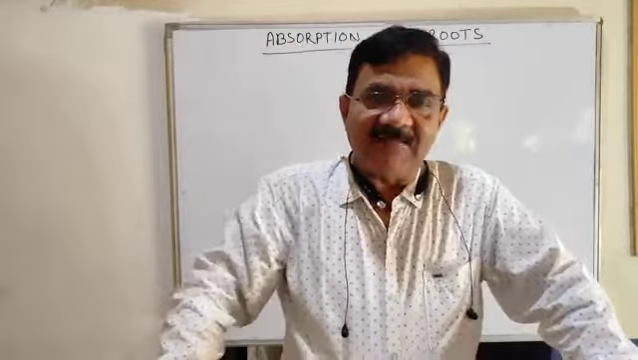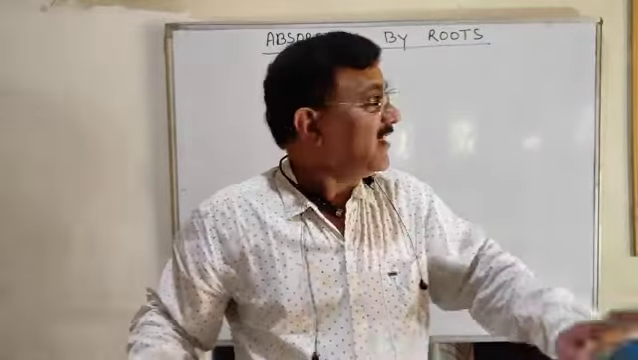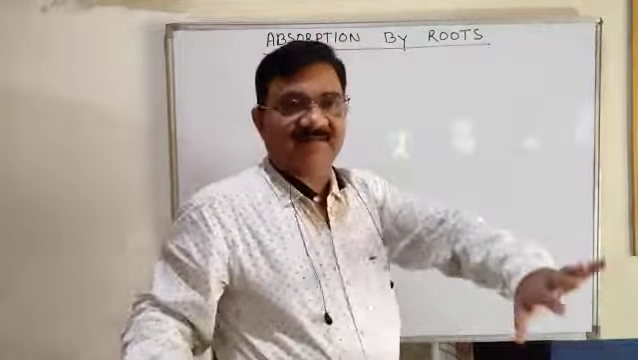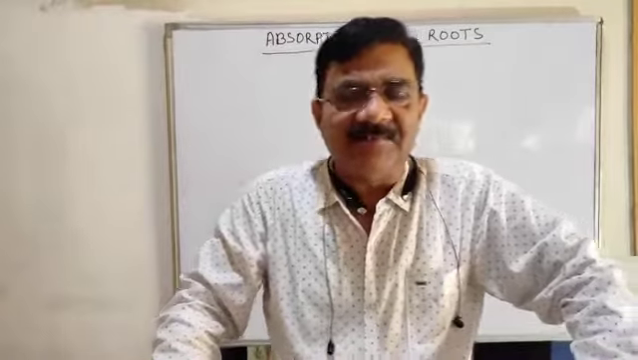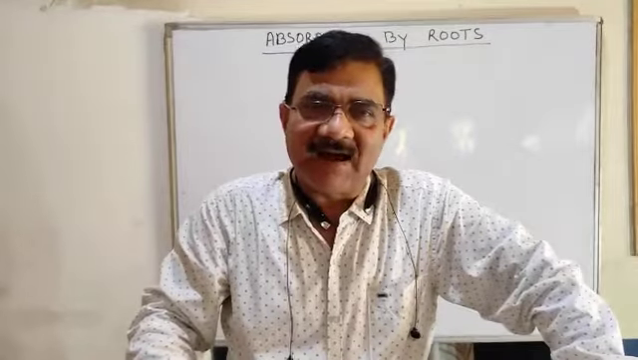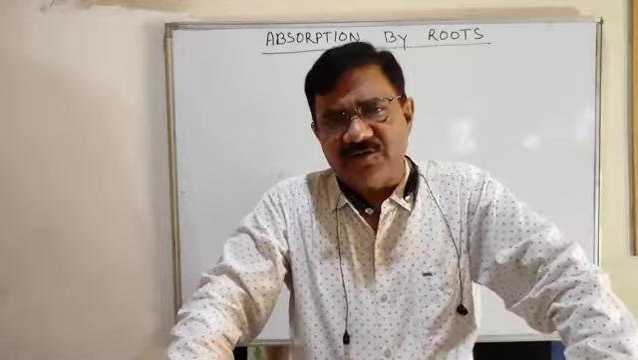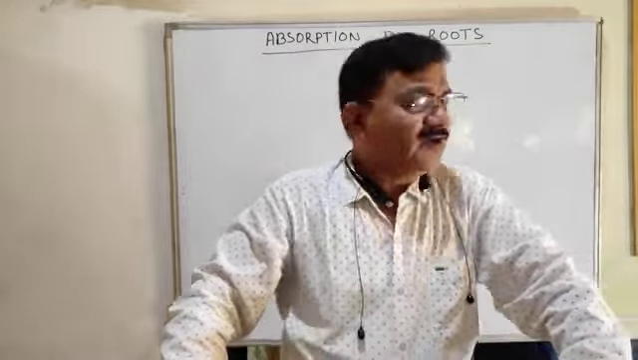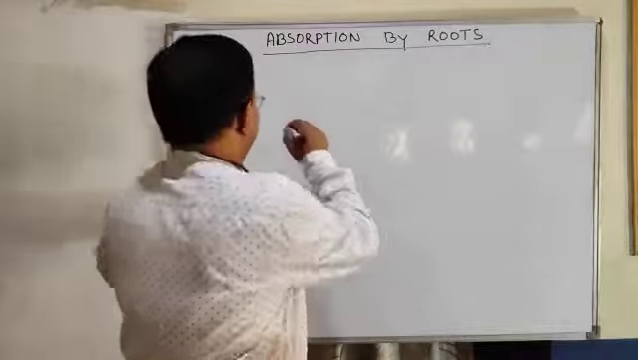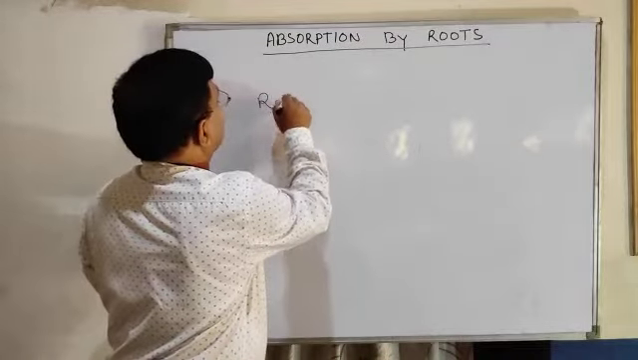if we are studying biology or botany, we are familiar with the word root. It is a vegetative part of the plant. Root, stem and leaf are the vegetative parts. Flower, fruit and seed are the reproductive parts. So, root is the vegetative part of the plant.